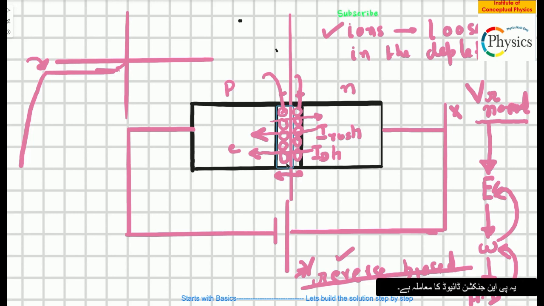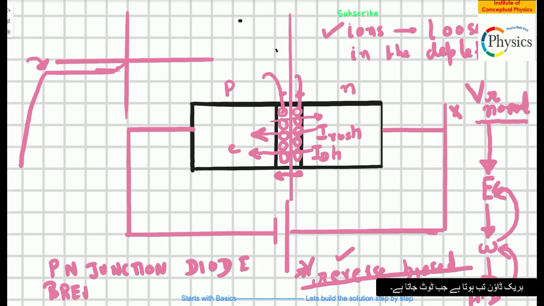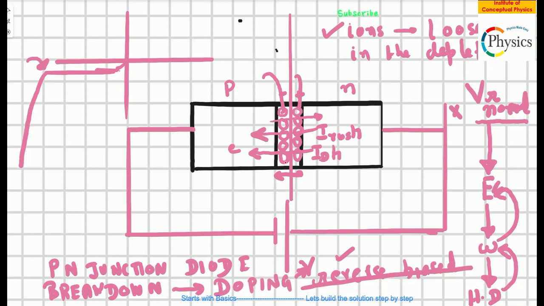This is the case of PN junction diode breakdown. So a breakdown happens when the doping is very high. So doping is high.